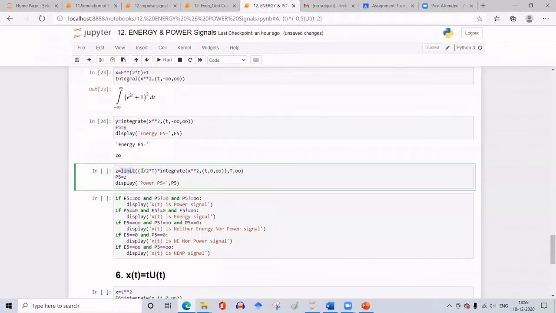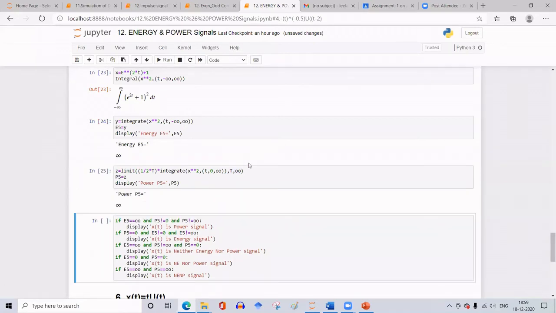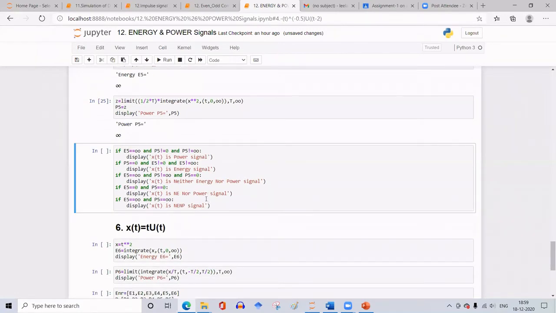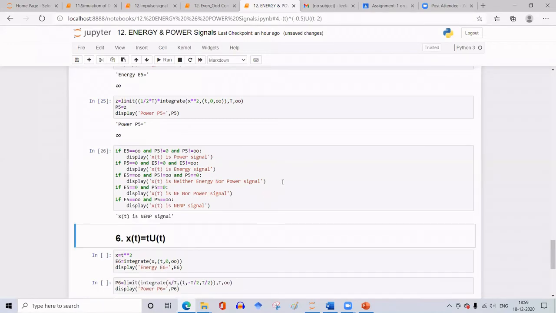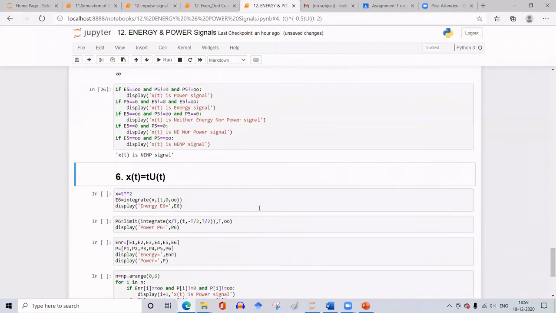Next, take the limit of that integral. After dividing by 1 by 2t, take the limit as t tends to infinity, and we get power as infinity. Here both energy and power are infinite, so what type of signal is it? Neither energy nor power signal, is it not? NENP, that is neither energy nor power signal.